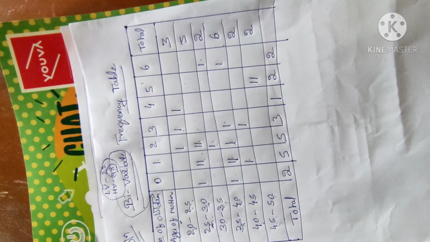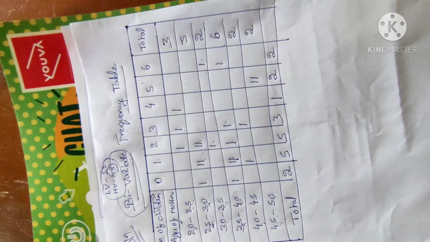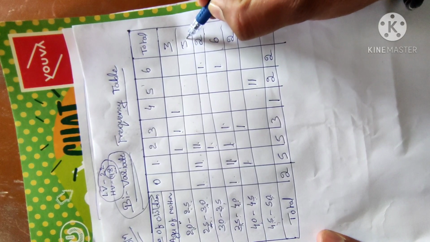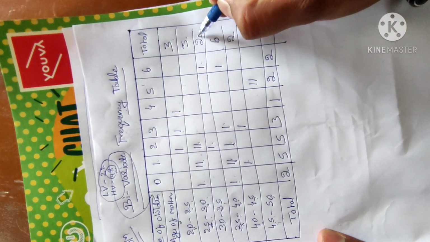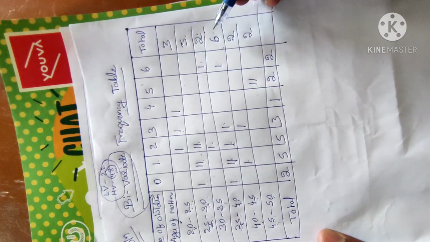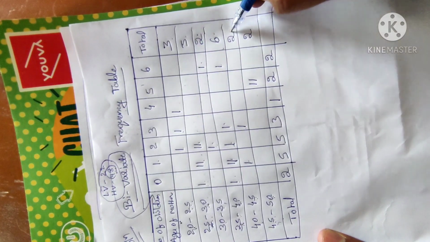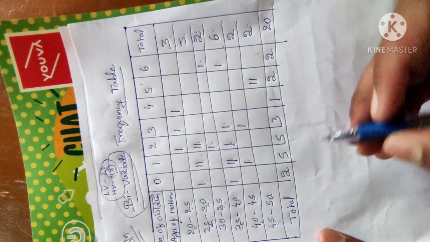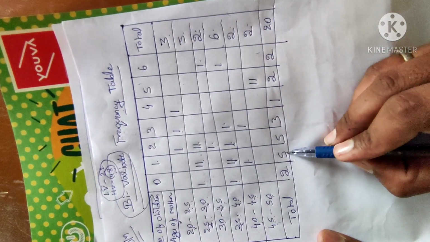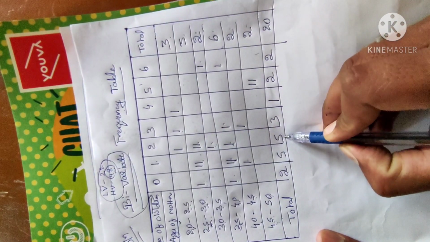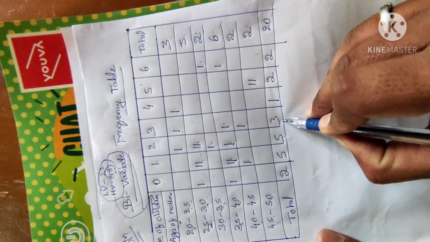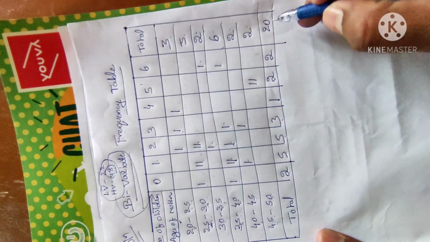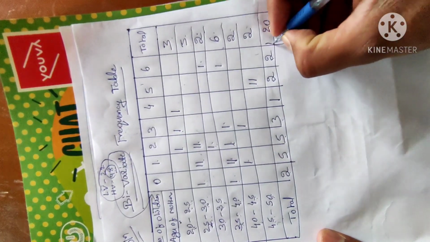So next we have to make a total. 3 plus 5, 8. 8 plus 2, 10. 10 plus 6, 16. 16 plus 2, 18. 18 plus 2, 20. Next, here also we have to make a total. 2 plus 5, 7. 7 plus 5, 12. 12 plus 5, 15. 15 plus 1, 16. 16 plus 2, 18. 18 plus 2, 20. This is the value of 20.